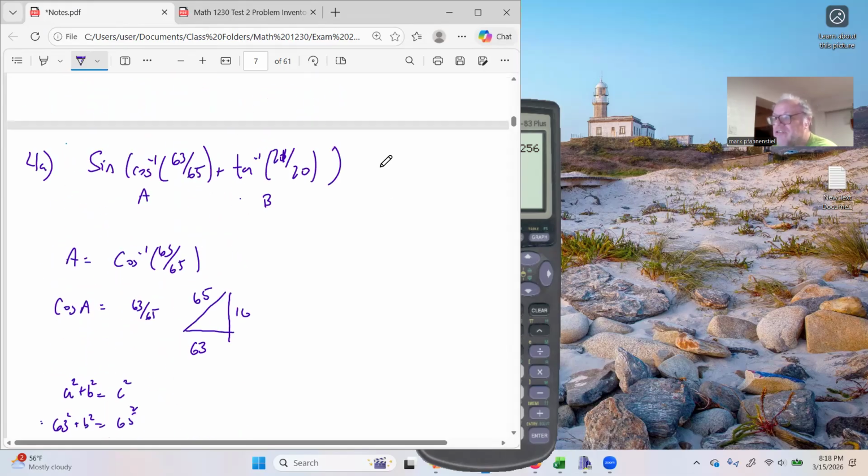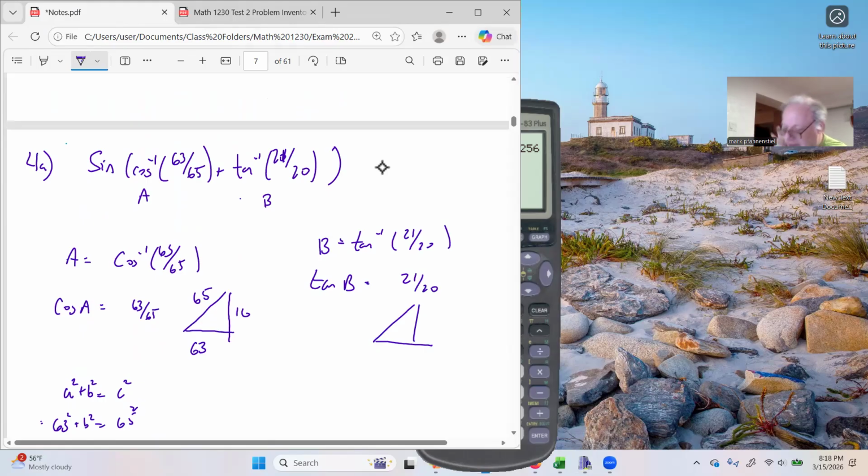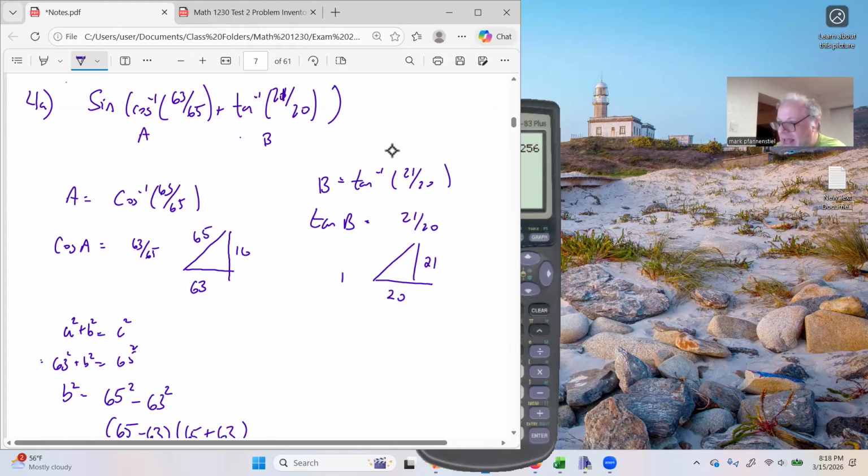All right. There's another triangle here. We have that B is equal to the inverse tangent of 21/20. So we're going to say that tangent of B is equal to 21/20. Again, that's not exactly the way that inverse trig functions work, but we're going to say it's first quadrant, and this is how we're going to go through the problem. So we have opposite over adjacent, 21/20 for the tangent. This is my angle B.